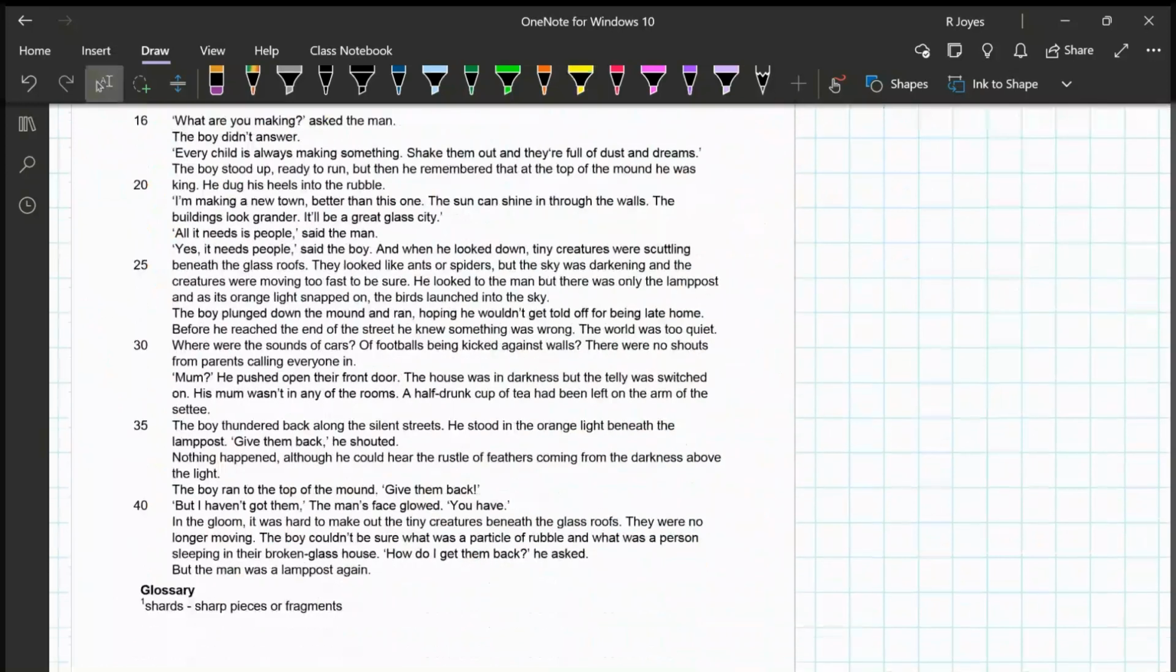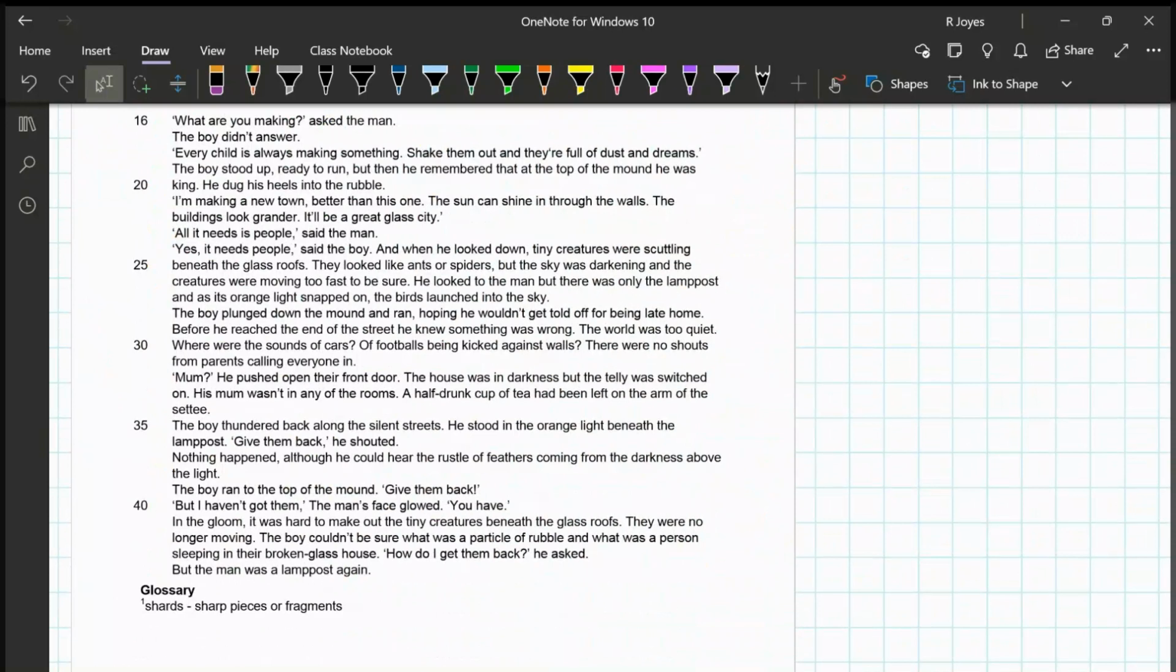And we go right the way down to the very bottom. And we have: "The boy thundered along the silent streets. He stood in the orange light beneath the lamppost. 'Give them back,' he shouted. Nothing happened, although he could hear the rustle of feathers coming from the darkness above the light. The boy ran to the top of the mound. 'Give them back!' 'But I haven't got them,' the man's face glowed. 'You have.' In the gloom, it was hard to make out the tiny creatures." Okay, last line: "But the man was a lamppost again."